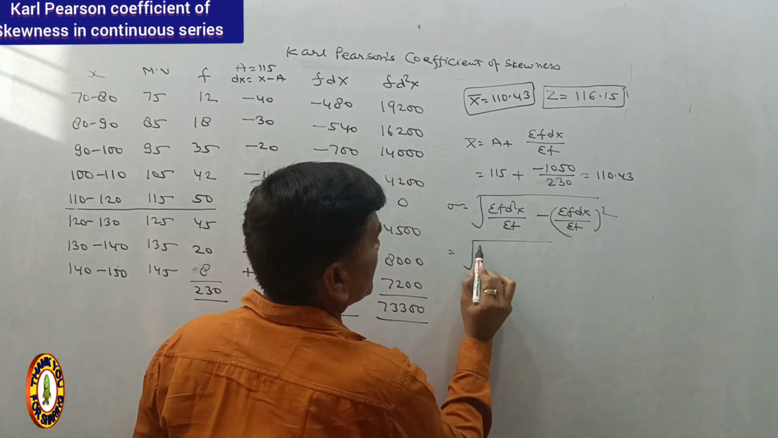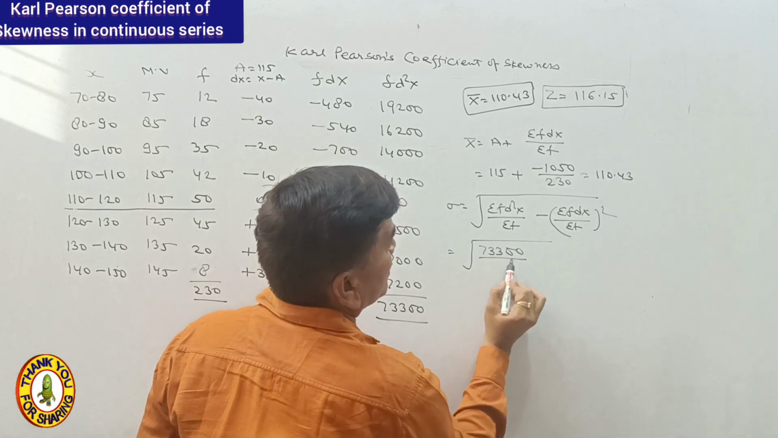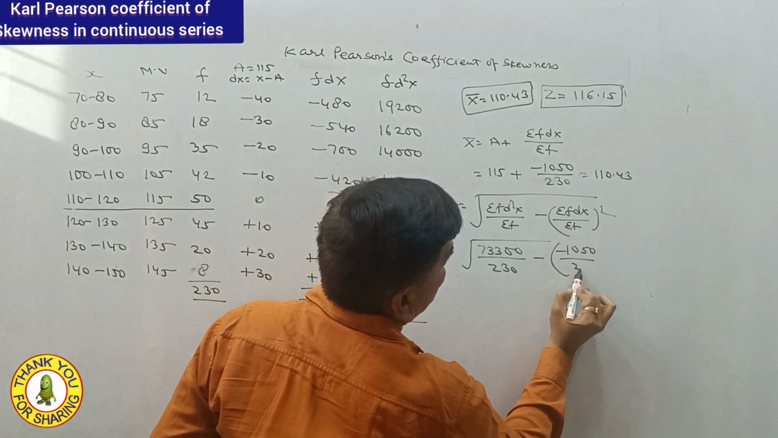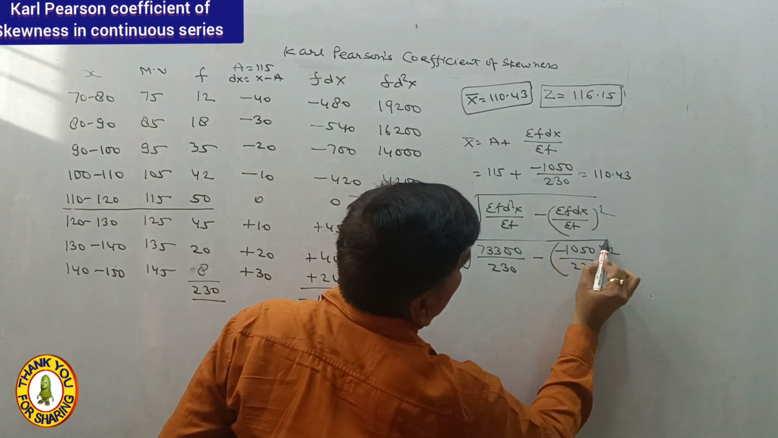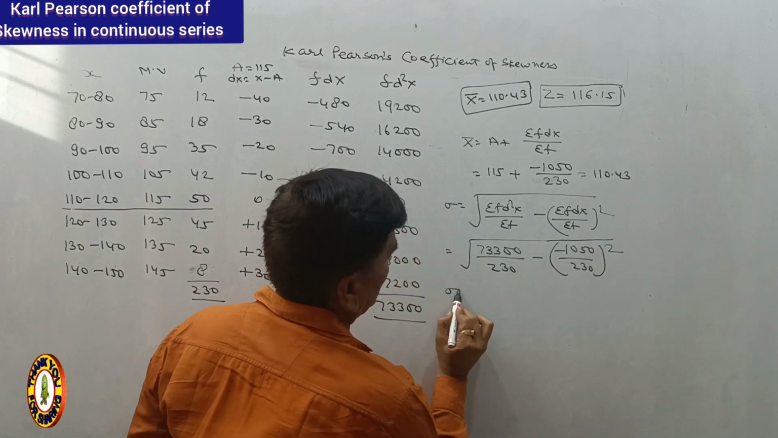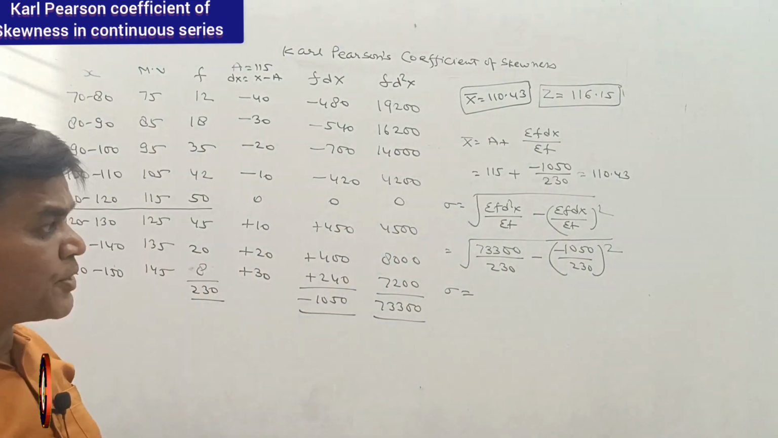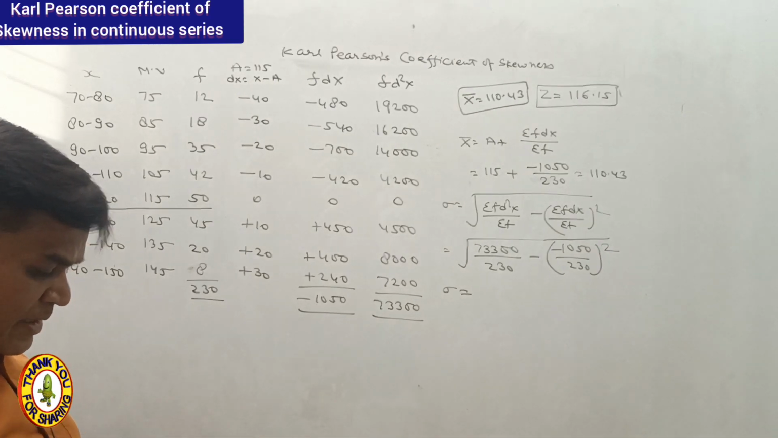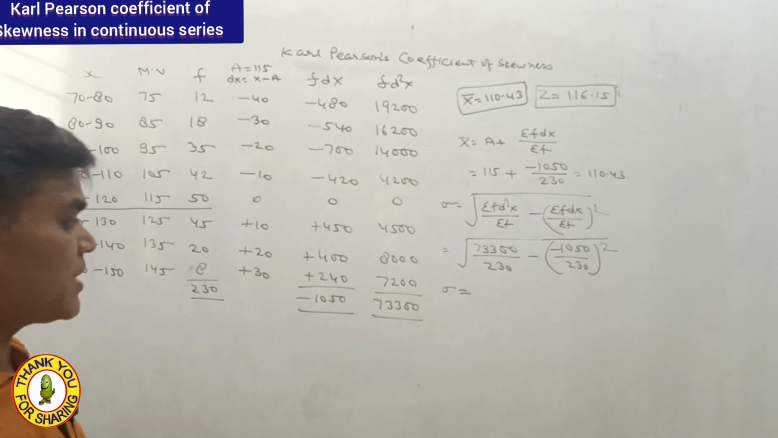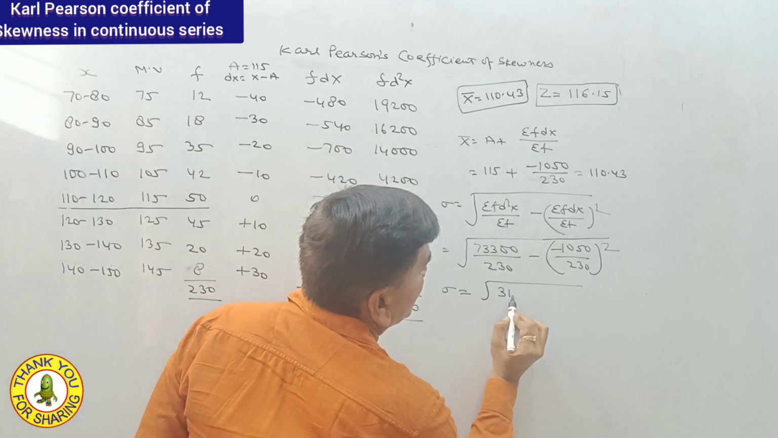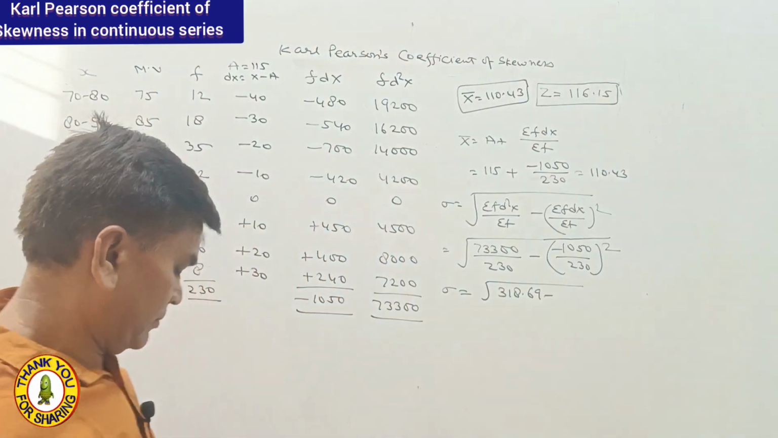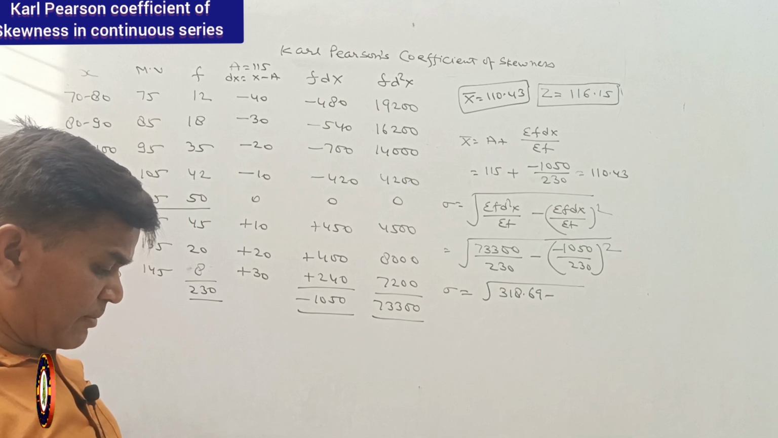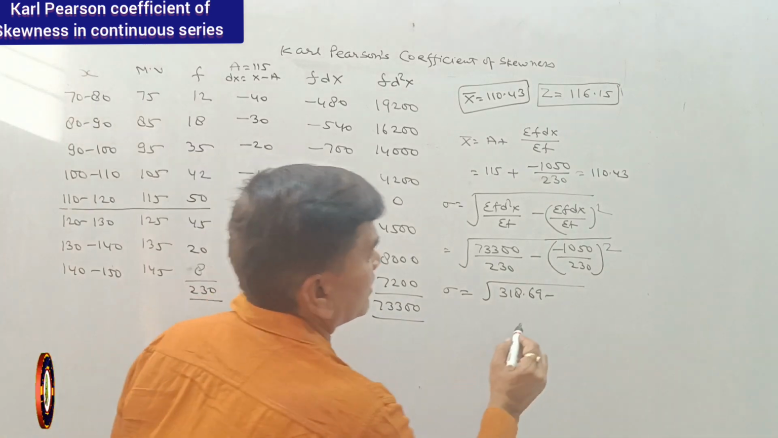So the value of standard deviation is the square root of 73300 upon 230 minus 1050 upon 230 raised to power 2. So the calculation of standard deviation: 73300 divided by 230 is 318.69, minus 1050 divided by 230 squared, which is 20.841.